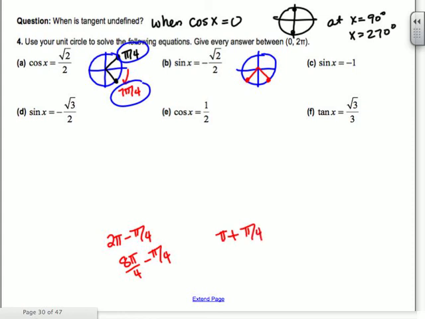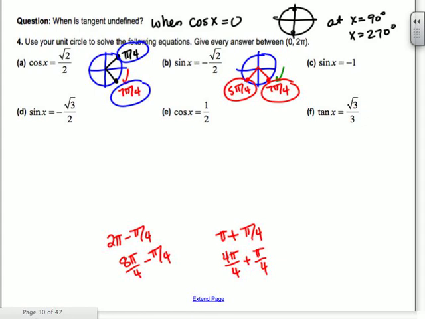So think about that. If I started with pi and I added pi over 4, what's that going to be? 4 pi over 4 plus pi over 4, 5 pi over 4, right? And this other one is pi over 4 away from 2 pi. 7 pi over 4, good. So those are your two values.